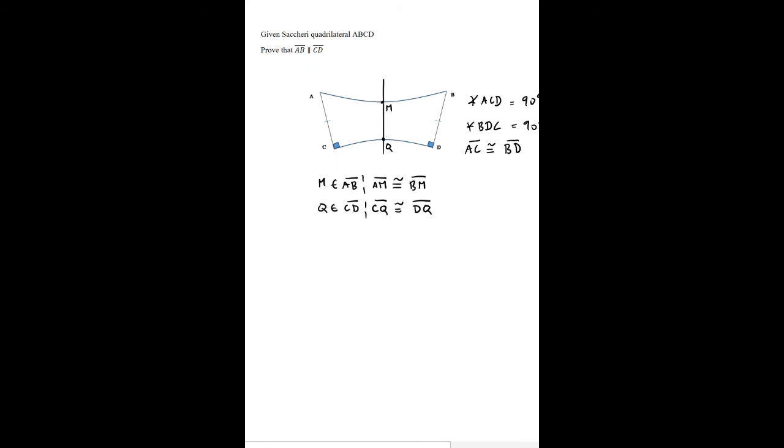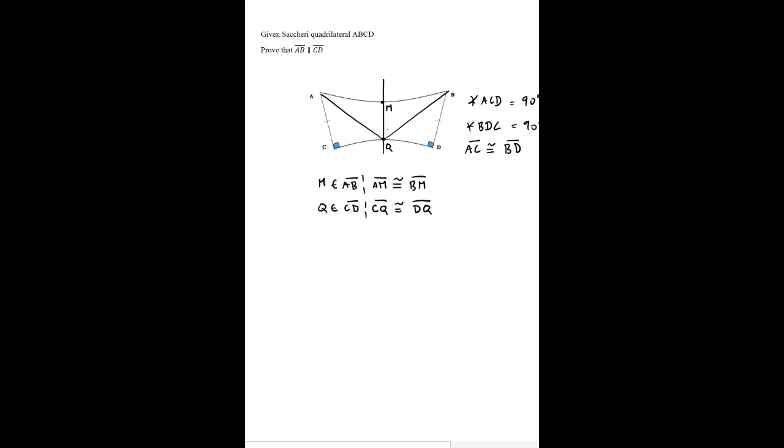Now that we have line MQ passing through the base and through the summit, the first thing I'm going to prove is that angles AMQ and BMQ are congruent. In order to prove this, I'm going to construct line BQ, and then I'm going to construct line AQ, such that this will allow me to prove angle congruency if I'm able to prove that the newly formed triangles are congruent. So first we're going to work with triangles ACQ and BDQ.